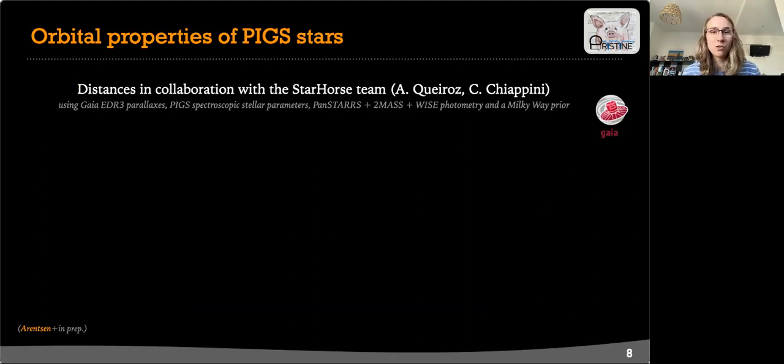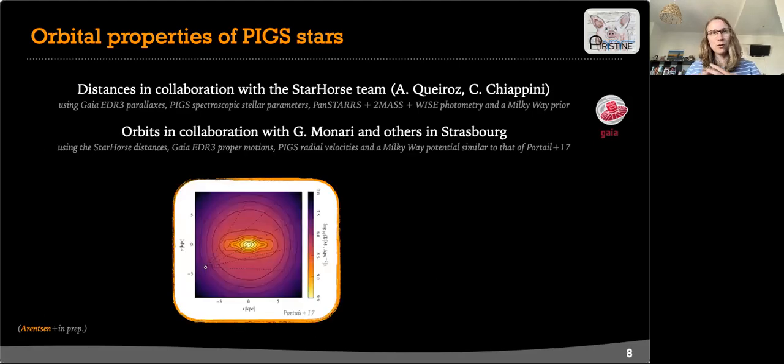Deriving distances is really challenging, and we're fortunate to be able to collaborate with the StarHorse team, Anke Arentsen and Cristina Chiappini in Potsdam, using the combination of Gaia parallaxes, PIGS spectroscopic accelerometers, photometry, and a Milky Way prior to get the distances for the PIGS stars. And then we use that together with the Gaia proper motions and the PIGS radial velocities to integrate the orbits in a potential similar to that of Bertaia et al. And this is work by Giacomo Monari, together with others here in Strasbourg.